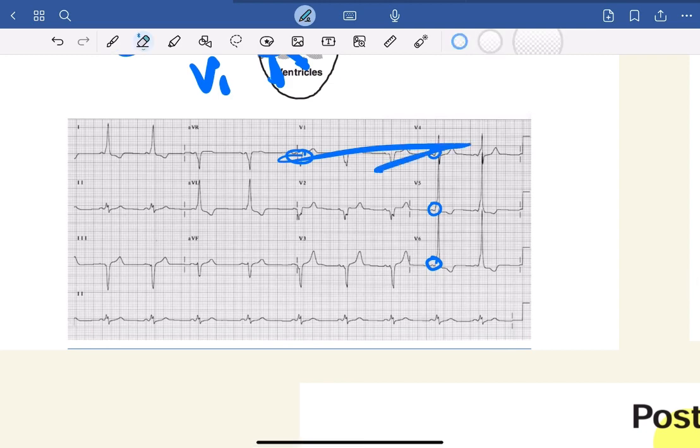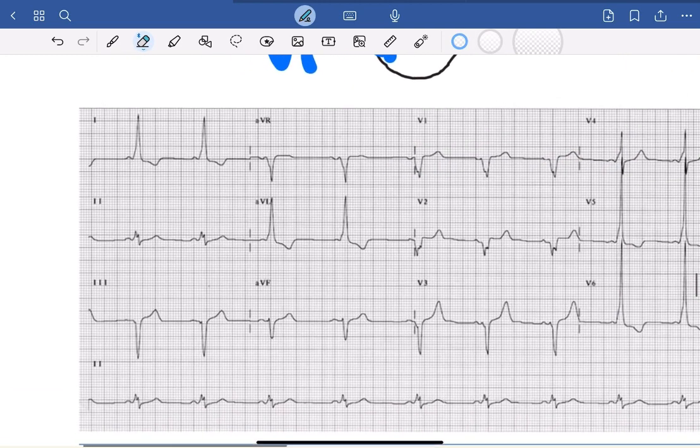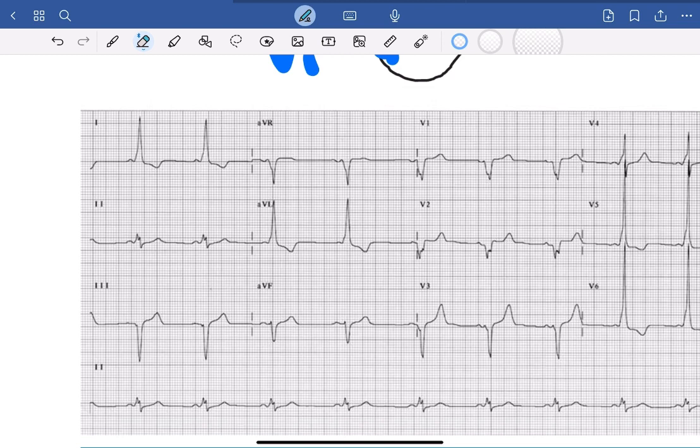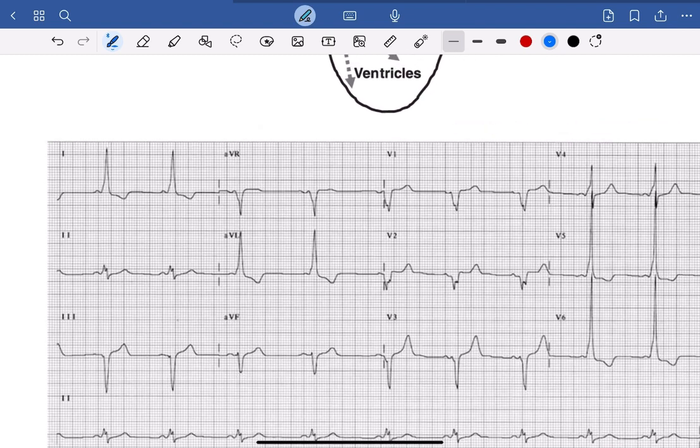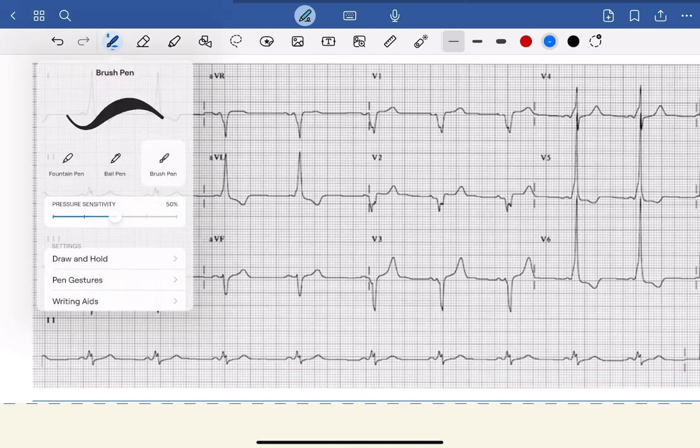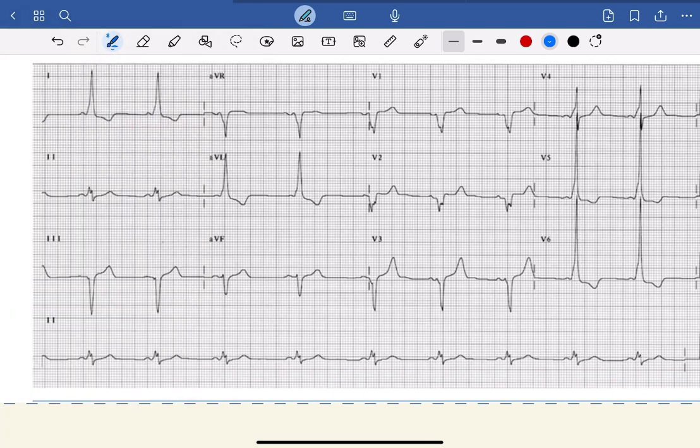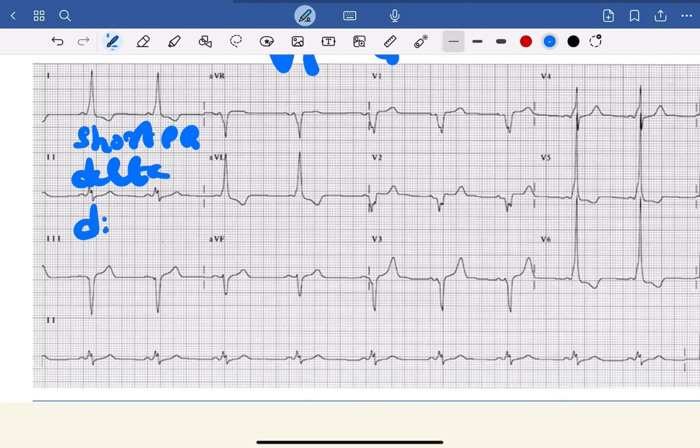So let's look at the ECG, what is happening here. First we have to identify whether it is WPW syndrome or not. For that you have to see a short PR interval, the presence of delta waves and discordant STT wave changes. So short PR, delta wave and discordant STT wave changes. These are the features of WPW syndrome.